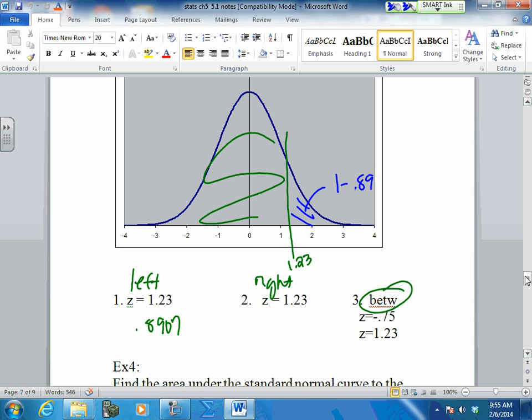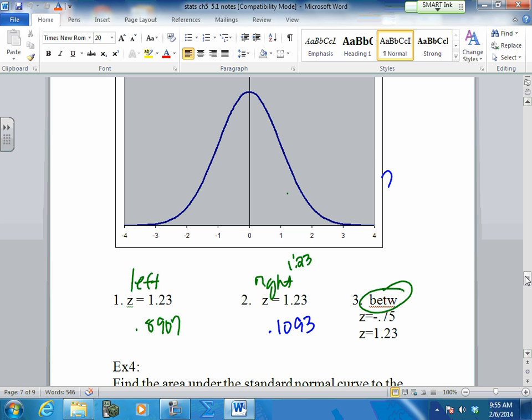So subtract it from 1. What do you get? 0.1093. Thank you. Okay. This one's a little different. I want the area. I want it quiet first.